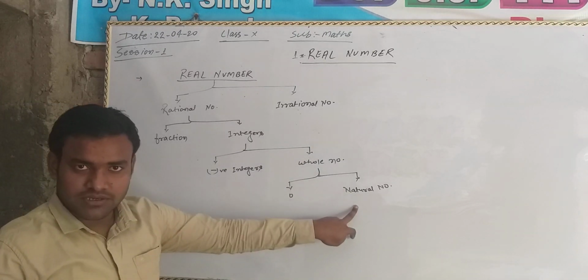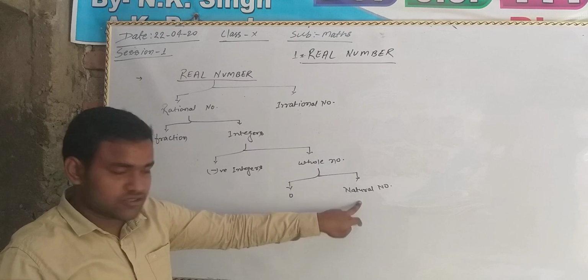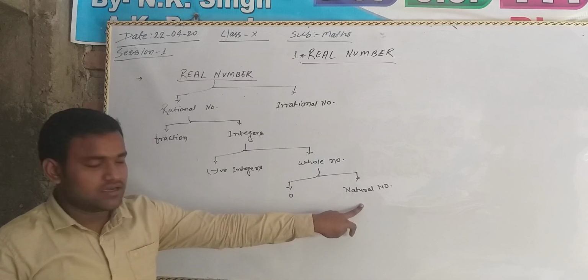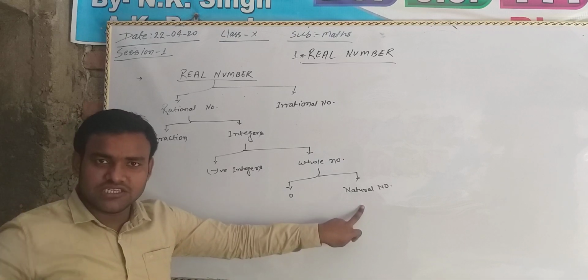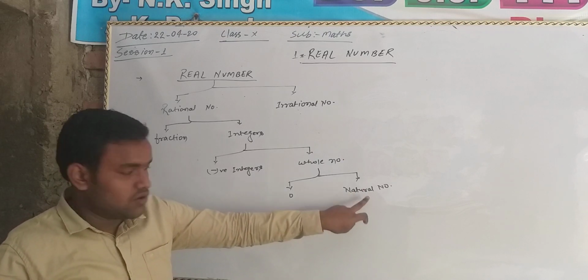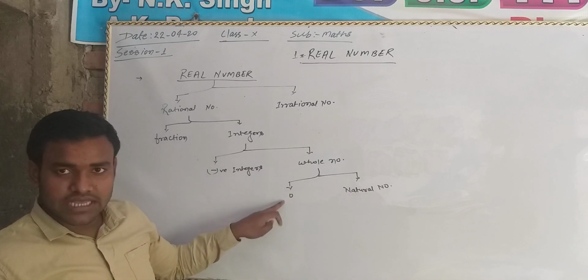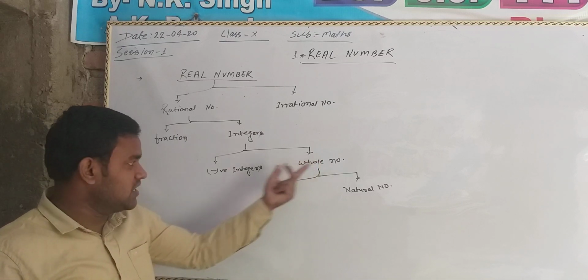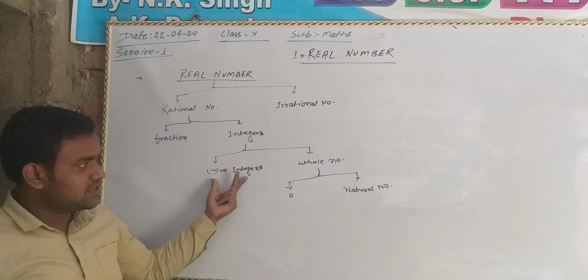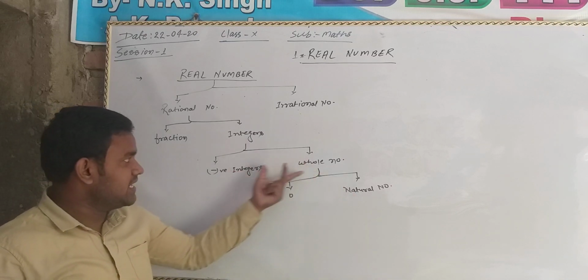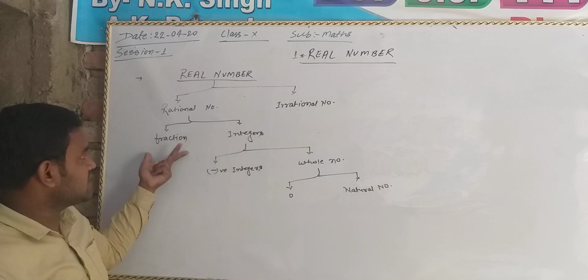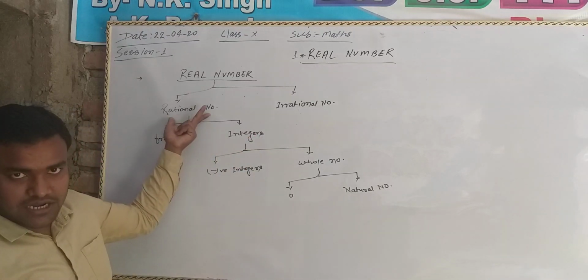Let's start with natural numbers. You all know that all counting numbers are natural numbers, like 1, 2, 3, 4, up to infinity. When natural numbers are combined with 0, the result is whole numbers. When whole numbers are combined with negative integers, like negatives of natural numbers, they make integers. These integers with fractions make rational numbers.